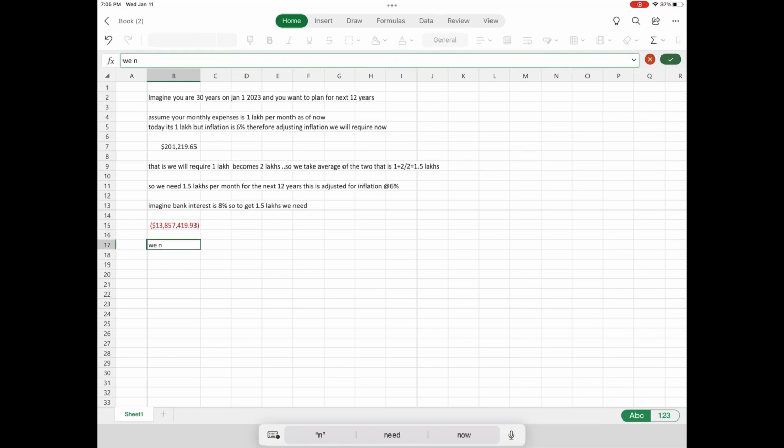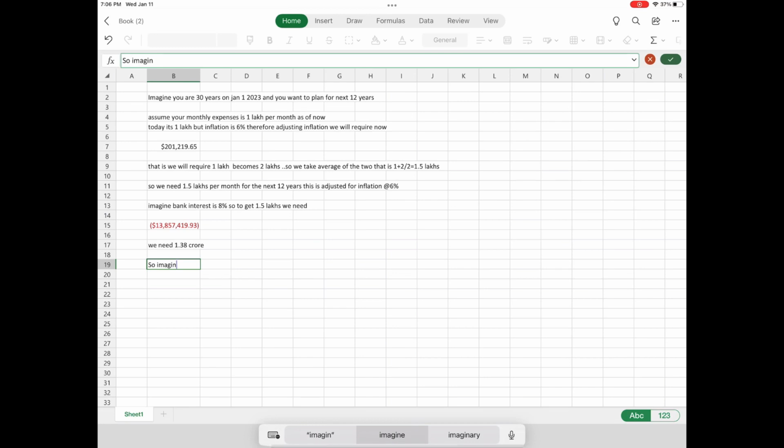So that means this is going to become 1.38 crores. So we are going to put 1.38 crores in the bank for the next 12 years at 8%. It is continuously going to give you your amount of 1.5 lakhs.